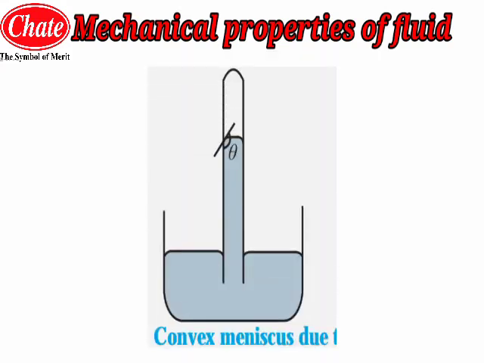So students, the diagram for the convex meniscus, due to a liquid which does not wet the solid surface, you can see on your screen. This is the case of the obtuse angle formed by the fluid with the solid. In this case you can take the example that the water-glass interface forms the concave meniscus and the mercury-glass interface forms the convex meniscus. So both types of example we can see here.